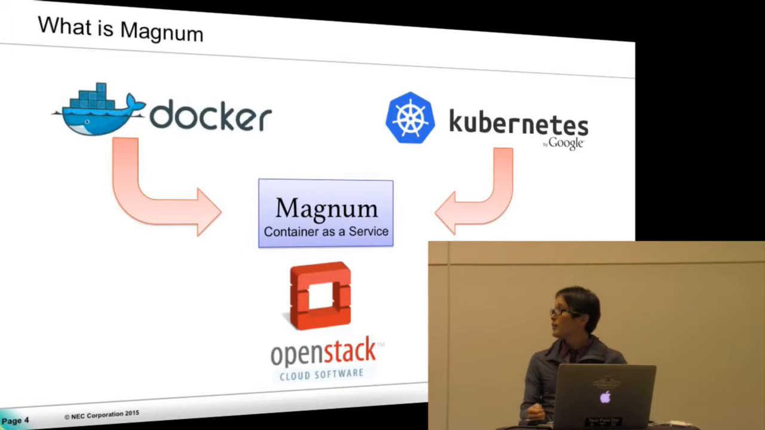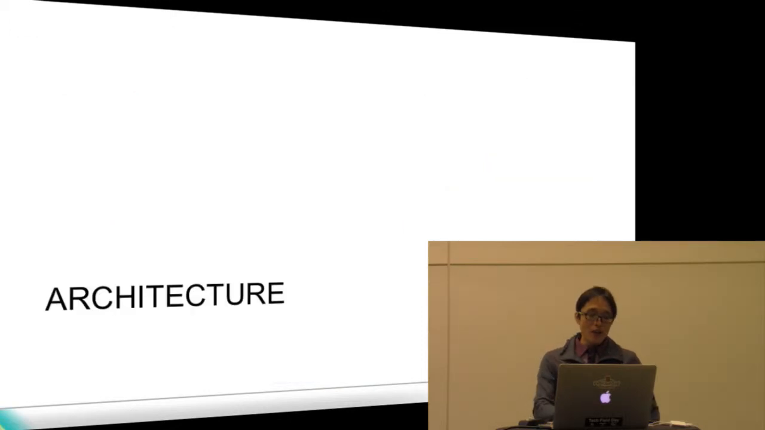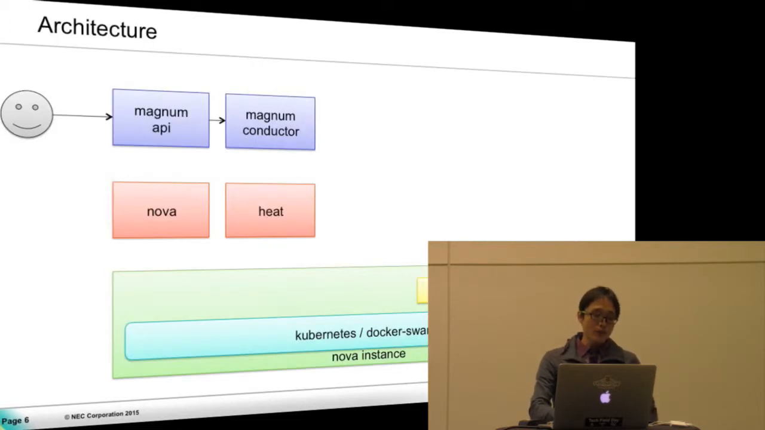Well, what is Magnum? Magnum is an API service for OpenStack to make container management tools such as Docker and Kubernetes first-class resources in OpenStack. So, how does Magnum introduce container technology to OpenStack? Magnum has a very simple architecture.